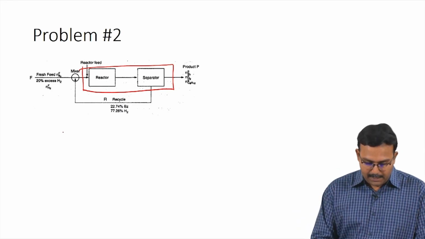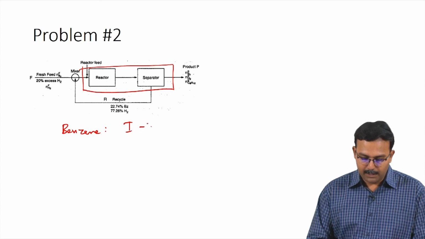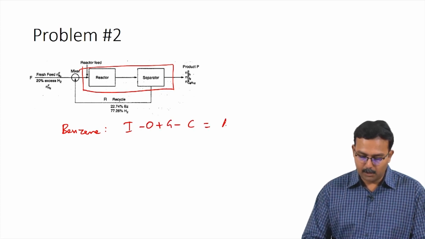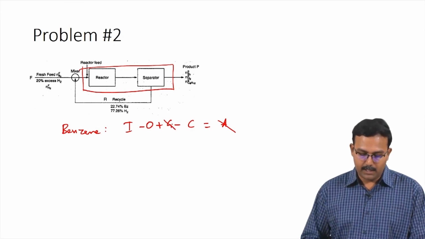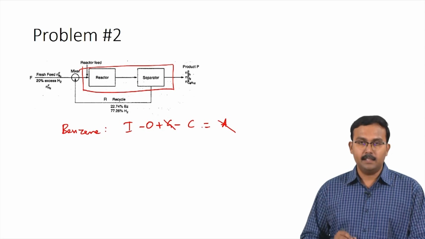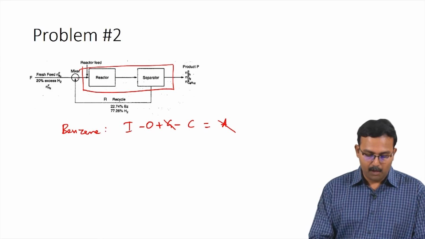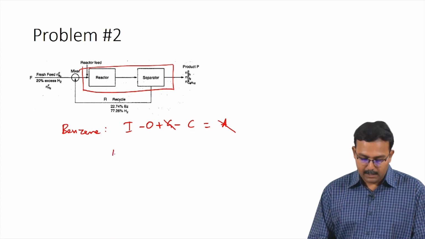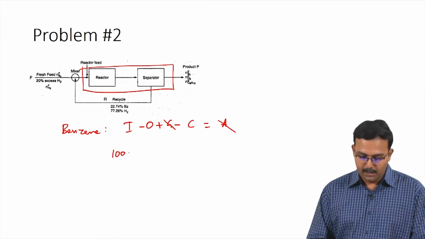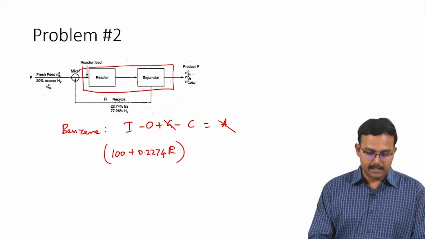If we were to write a benzene balance for this system, the benzene balance would be input minus output plus generation minus consumption equals accumulation. At steady state there is no accumulation, benzene is being consumed, not generated. You have benzene leaving and entering the system. So, your equation is this. Now, you have benzene entering in the form of the total feed. So, the total feed basically is 100 moles of benzene in the fresh feed plus 0.2274 times R, which is the number of moles of benzene in the recycle stream.